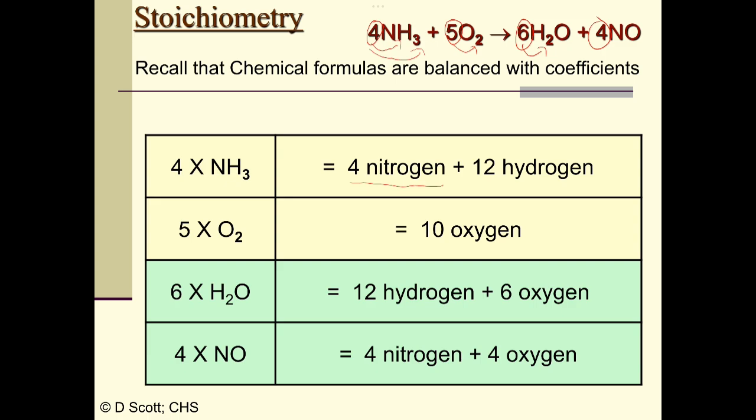And then again, our oxygen here has an indivisible one. We multiply it, 6 times 1, we get 6 oxygen. Nitrogen oxide, indivisible 1, so 4 times 1, that will be 4. Plus, we have another 4 oxygen, 4 times 1, that will be 4.